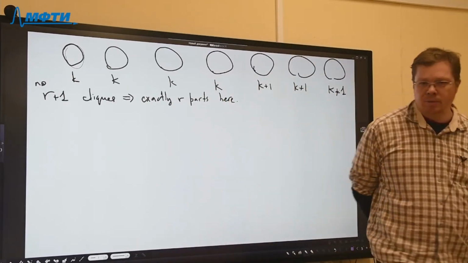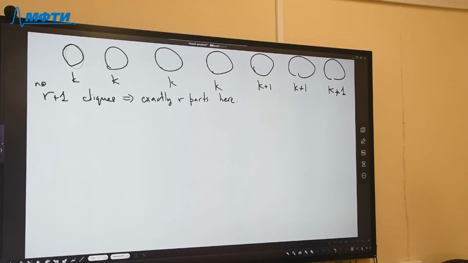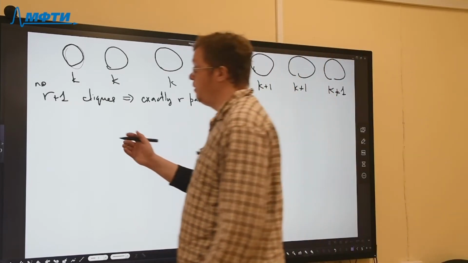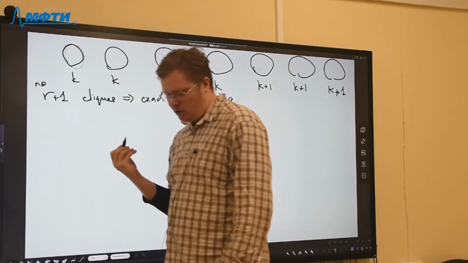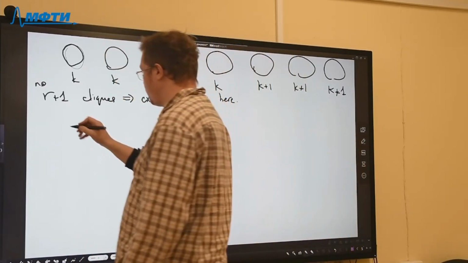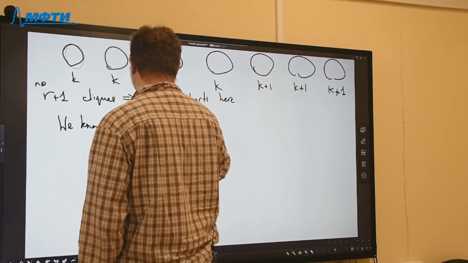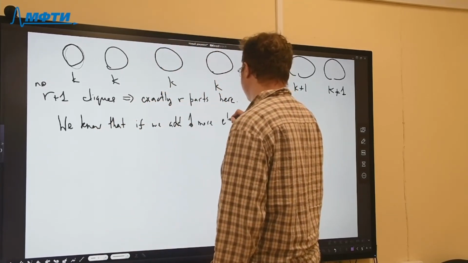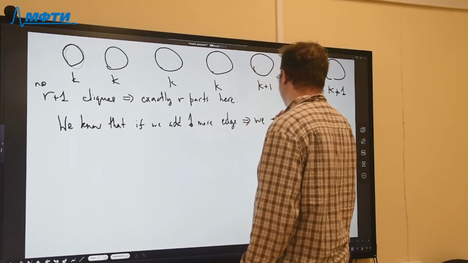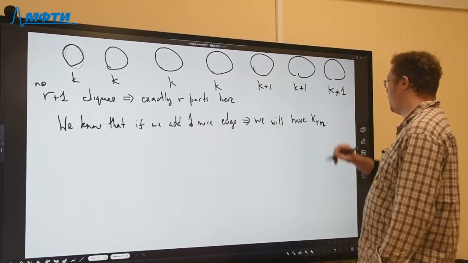Maybe the last statement is not very clear, because why do we have exactly r parts? We can use a trick here. We know that if we take the maximal number of edges, and we add one more edge, then we will have K_{r+1} inside of it.